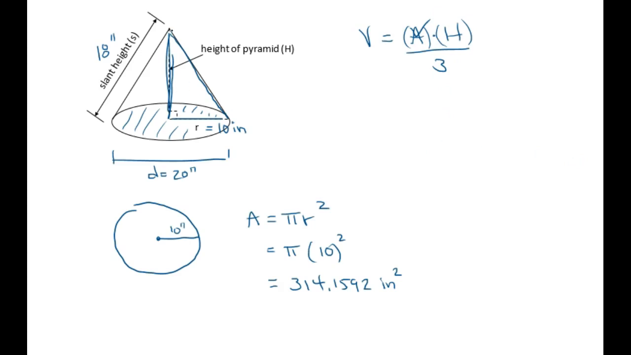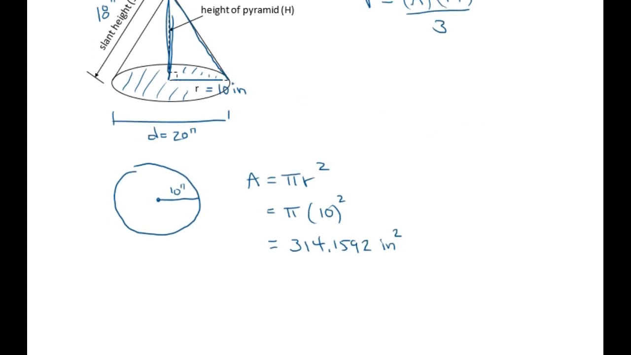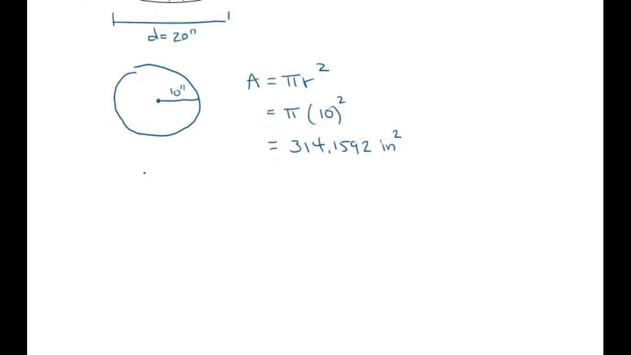Again, remember, we don't actually have this height, but we do know the slant height and we do know the radius part. So we can use Pythagorean theorem in terms of this triangle to find out what we need for our volume. So let's consider that triangle. We do know the slant height is 18 inches. We do know that the radius of the circle is 10 inches. And we would like to find out what our height is here. So we are going to use Pythagorean theorem.